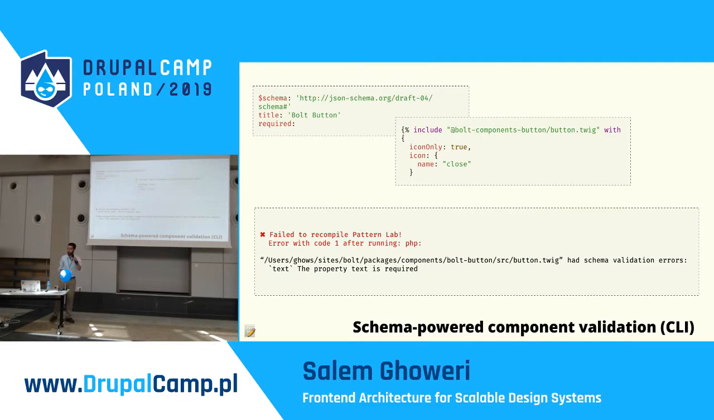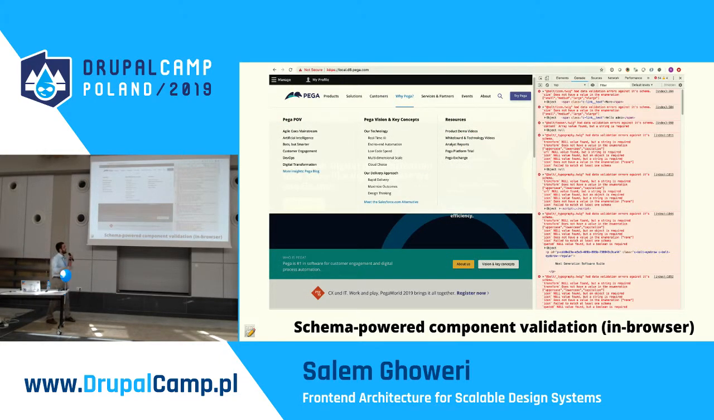We can also use it for really neat things like this. This is schema validation that shows up in our terminal, in our console. Whenever you pass along incorrect data, like in this example, we are calling our button.twig file. We're saying I want an icon, that's the close icon, but no text, which is required. It throws an error, unable to compile. We can also expose that same data in the browser's console. This is right inside of one of our Drupal examples, schema validation that's outputting a JavaScript error because certain templates on this page didn't get the data they expected.